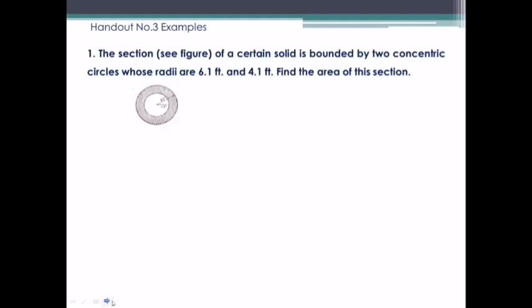Oh, we have now the sample problems. For number 1, we have this one. The section, this figure, of a certain solid is bounded by two concentric circles whose radii are 6.1 feet and 4.1 feet. Find the area of this section. So this section right here, the shaded section. The area of the section is actually the area of the larger circle, circle 1, minus the area of circle 2.